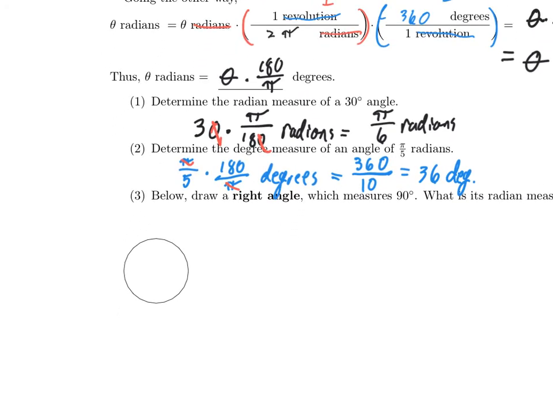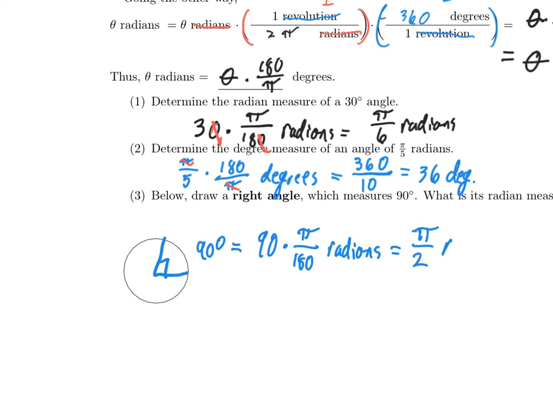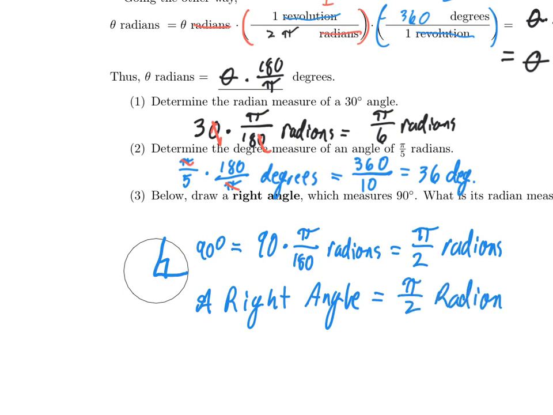All right, so last things last. If you recall, there is a right angle, which measures 90 degrees. Let's convert that to radians. So 90 degrees is the same thing as 90 times pi over 180 radians. Well, 180 is exactly double 90, so that just leaves us with pi over 2 radians. So a right angle is the same thing as pi over 2 radians. Very good.